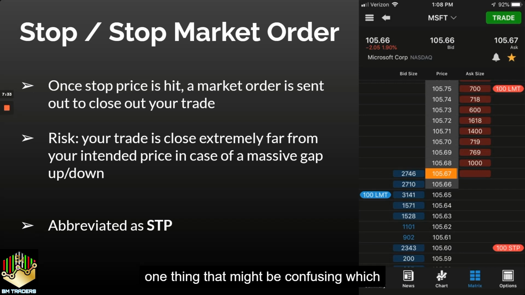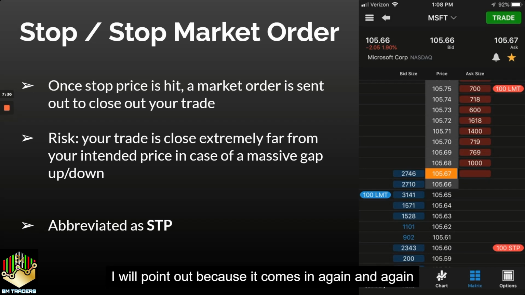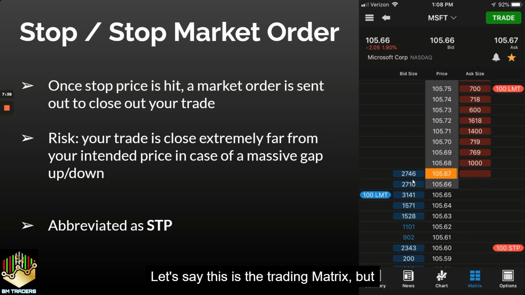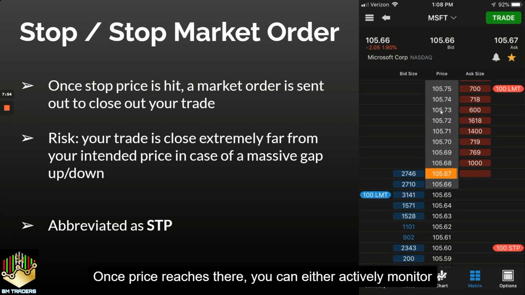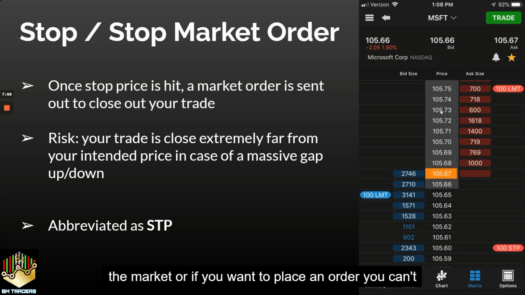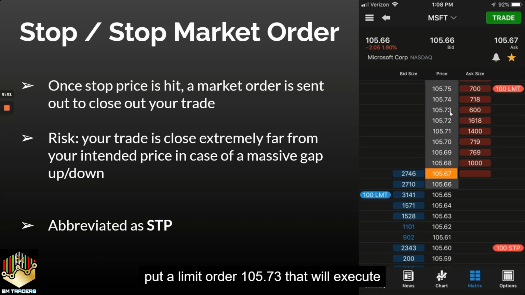One thing that might be confusing, which I will point out because it comes in again and again. Let's say this is the trading matrix, but you want to buy once price reaches, let's say 105.73. So how will you buy once price reaches there? You can either actively monitor the market, or if you want to place an order, you can't place a limit order because that will execute right. If you put a limit order 105.73, that will execute right away at 105.67.